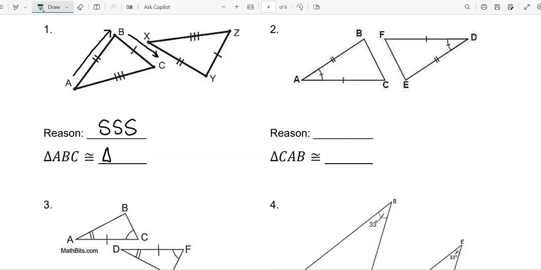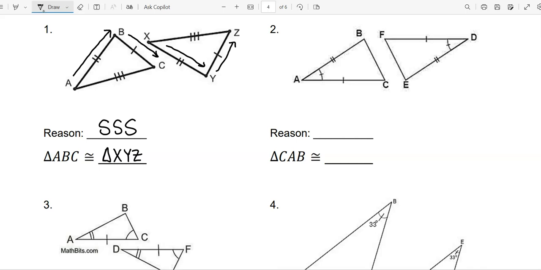How would I do that? X to Y is 2 tick marks, and then to Z is 1 tick mark, so that's correct. X, Y, and Z. Make sure you name it the same way. That's super, super important, in the same order.